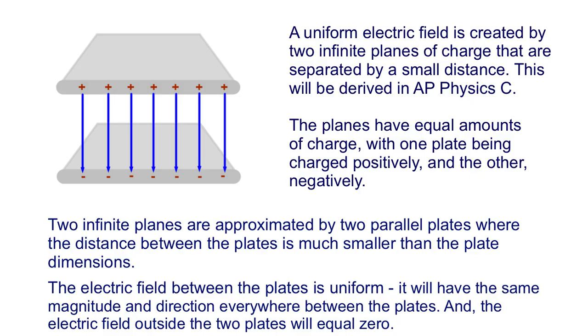This is a uniform electric field between, this is called a parallel plate, or it's called a capacitor. And a battery is very similar to this, with this being the plus terminal and this being the negative terminal, and the electrons moving in the battery because of the field inside the battery.